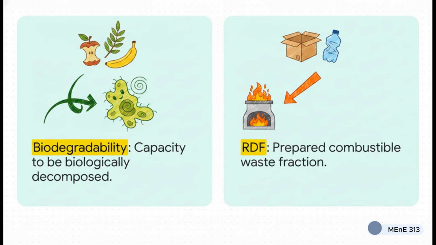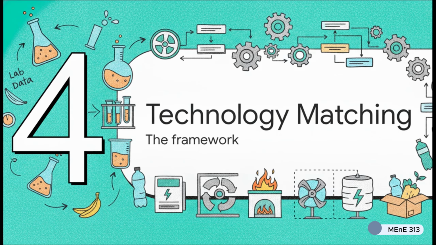Biodegradability is an organic material's capacity to be decomposed biologically, which obviously points us toward digestion. On the flip side, we have refuse-derived fuel, or RDF, which is a prepared combustible fraction of waste, pointing us straight toward thermal use. This really reinforces that we have to physically and biologically test waste to see if it's wet and degradable or dry and combustible, way before we even think about assigning it to a digester or a boiler. Which brings us to Section 4, the technology matching framework.